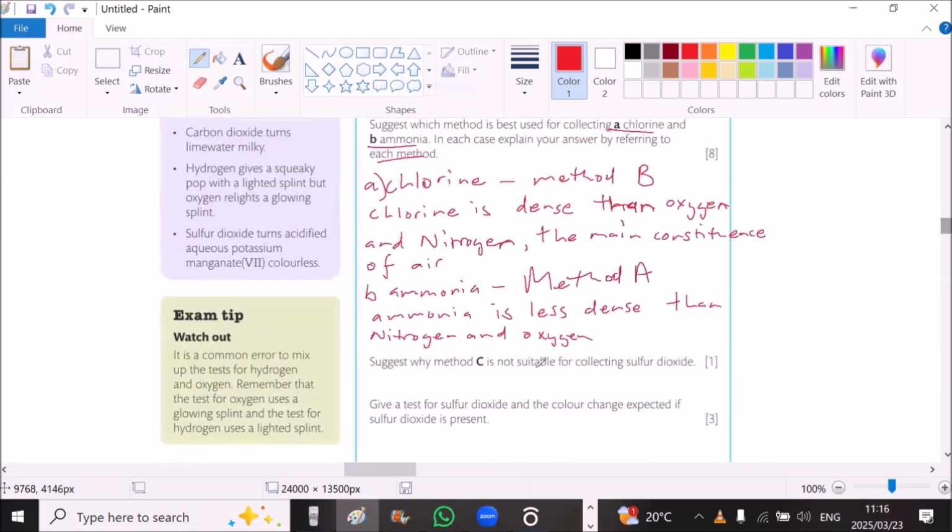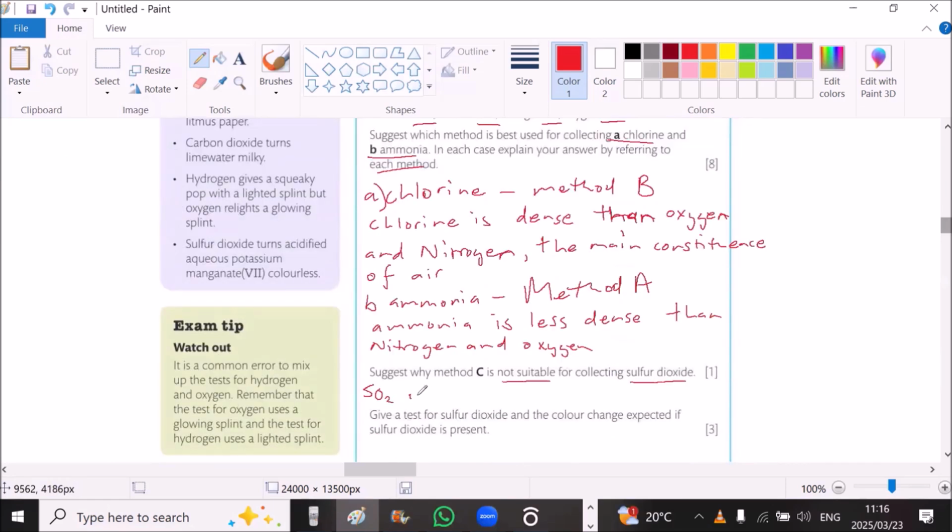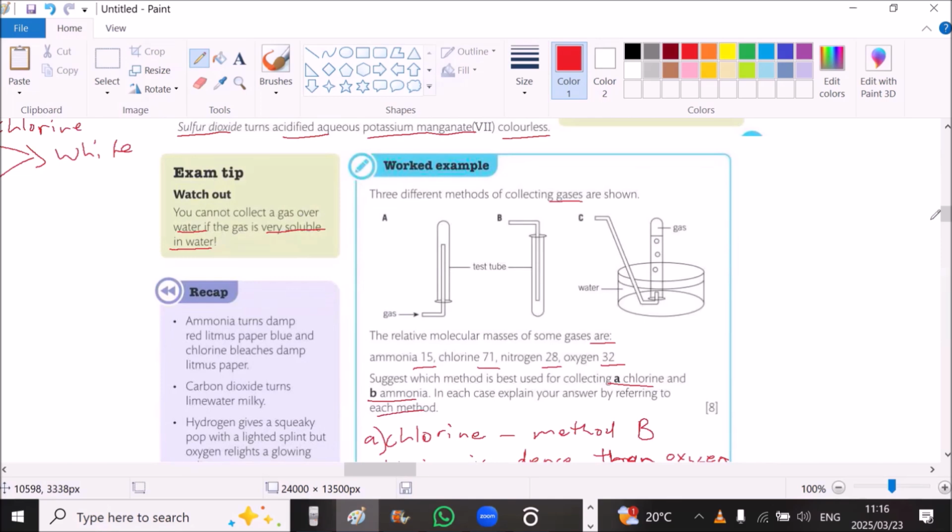Suggest why method C is not suitable for collecting sulfur dioxide. So this is collecting over water. Sulfur dioxide is highly soluble in water. So from this tip, we cannot collect a gas over water if the gas is very soluble in water.